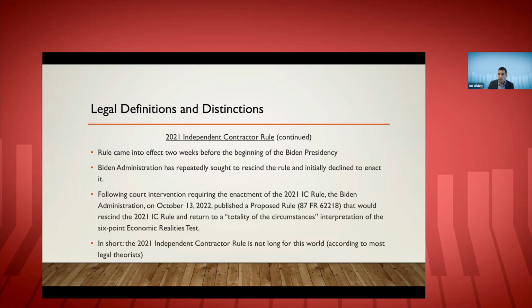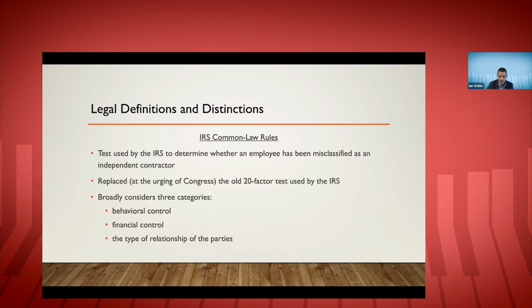So I would recommend to people that if you pass the 2021 independent contractor rule for independent contracting, but fail the 6-point economic realities test, treat them as an employee, because it's just going to save you legal headaches down the road. And then finally, in terms of tests, we're going to talk about the IRS common law rules.